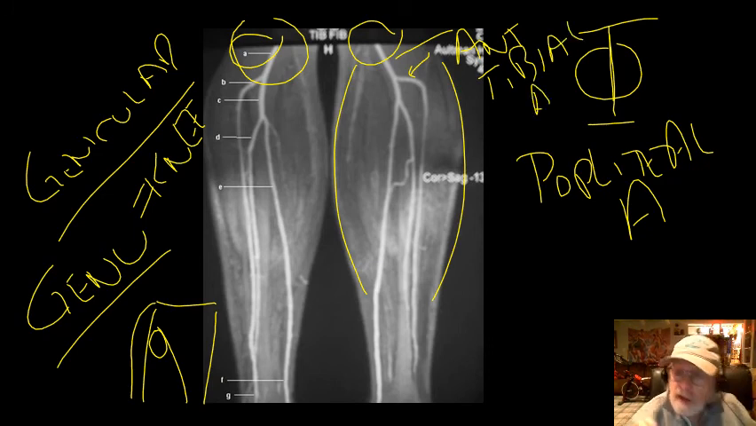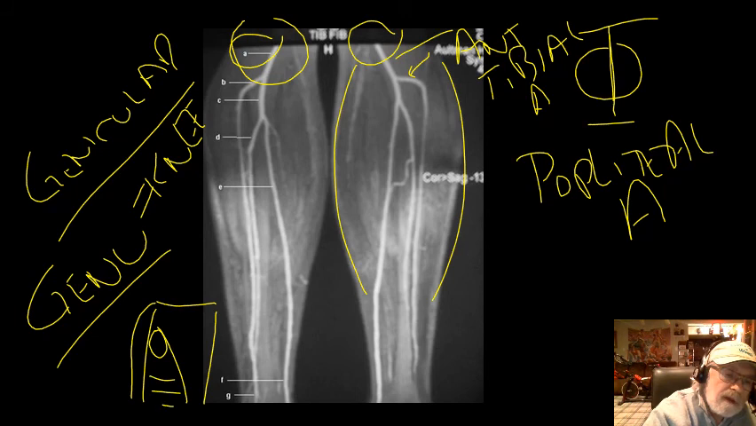The anterior tibial artery. Because the popliteal artery is in the back, and the anterior tibial artery must be anterior, it actually comes through a little hole in a membrane that connects the tibia and the fibula, comes anteriorly and goes to the front of the leg.